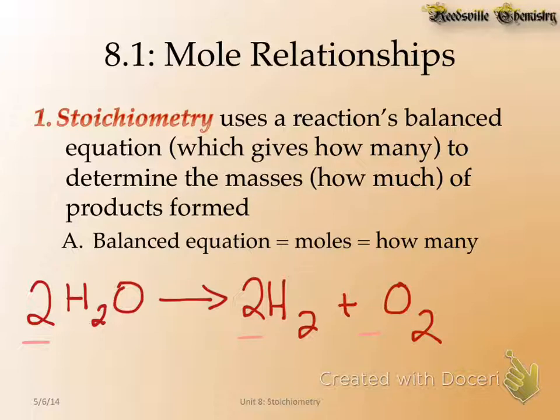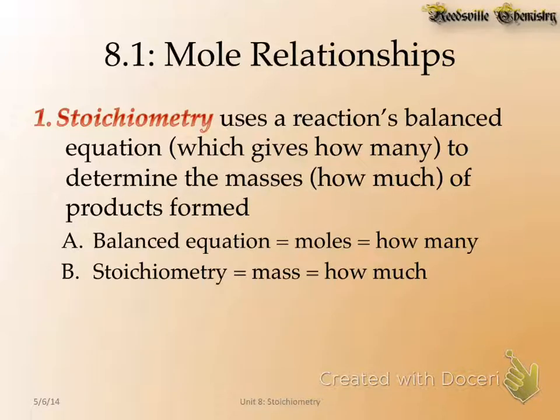So if I want to be able to produce 18 grams of a particular substance, let's say oxygen, I would need to know exactly how much mass of water I needed in order to do that. So the balanced equation equals moles, that equals how many. It's the stoichiometry then that equals mass, and that tells us how much. Well, if you know how many moles you're going to make, 1 mole of oxygen, you can use stoichiometry to figure out exactly the mass of oxygen that you'll produce.